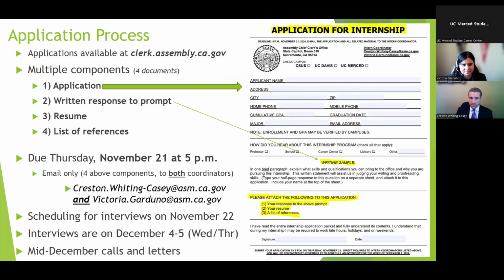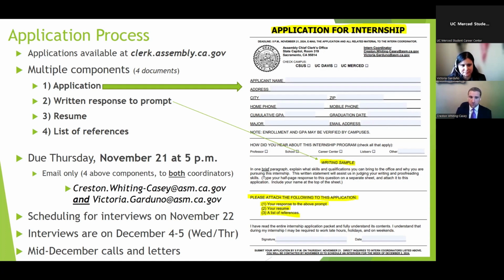The second thing is a written response that you're going to have to write up, just so we can see your writing style, and if you're able to answer a simple question, and to see kind of your interest and why you want to be part of the internship program. So make sure you include that in a separate document. The third thing we need is a resume. And the fourth thing is a list of references. So make sure those are 4 separate documents when you email them.